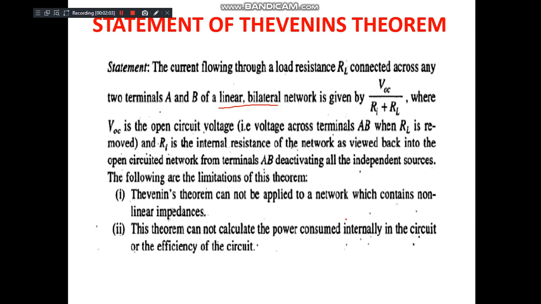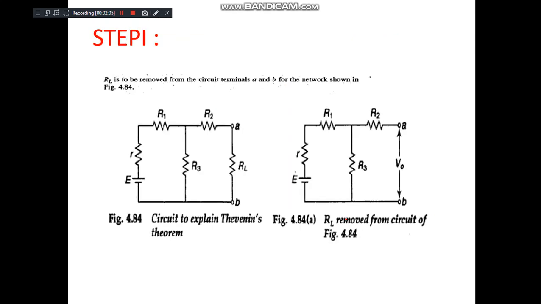So to solve Thevenin's theorem, the first step is removing RL. Here we are removing this RL. Once it is removed, the circuit becomes an open circuit across the terminals of the circuit.